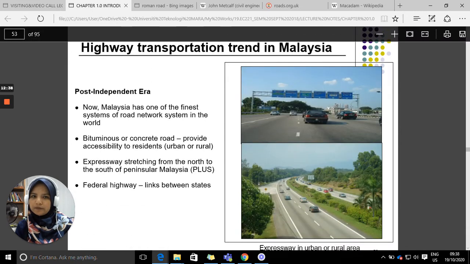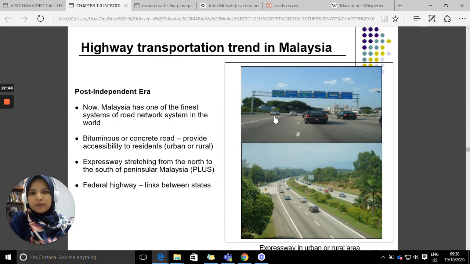Okay, and then after the independence era, this is what we can see nowadays. Okay, we have one of the finest road network systems in the world. Alright, the bituminous or concrete roads provide accessibility to residents, either in the urban area or in the rural area. Both locations are being served by either flexible pavement or rigid pavement.